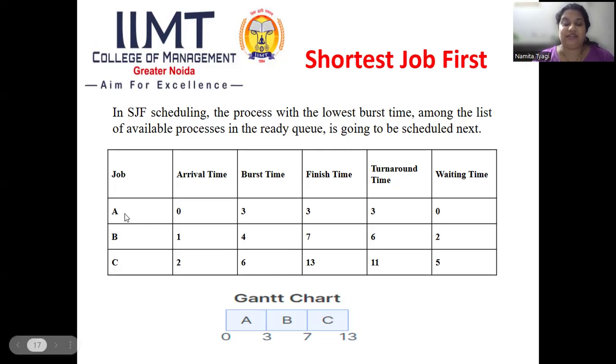For example, there are three processes in the ready queue: A, B, and C. The arrival time for process A is 0, B is 1, and C is 2. Automatically, process A, which has a burst time of 3, is the lowest when we compare the burst time of process A with processes B and C. So process A will be executed first. After that, process B will be executed, and then process C will be executed, depending upon their burst time.